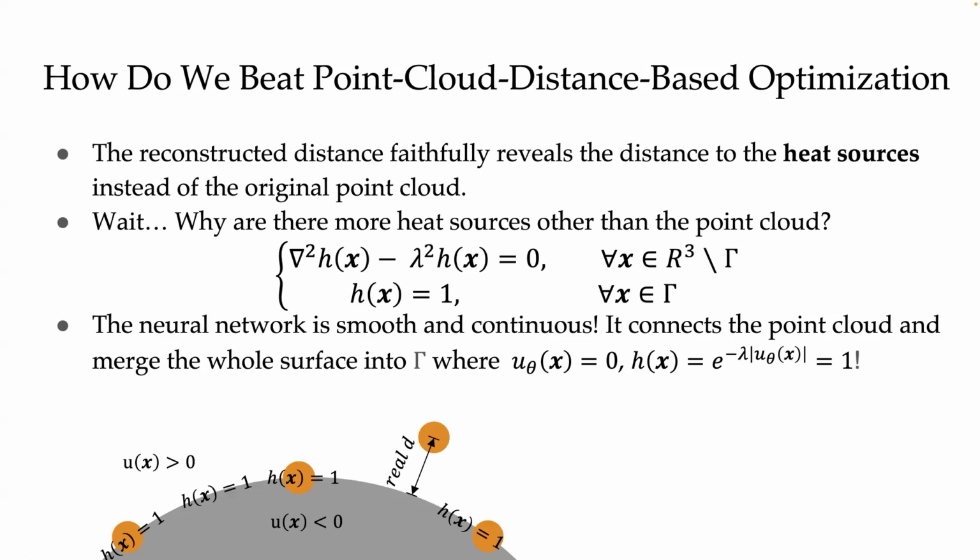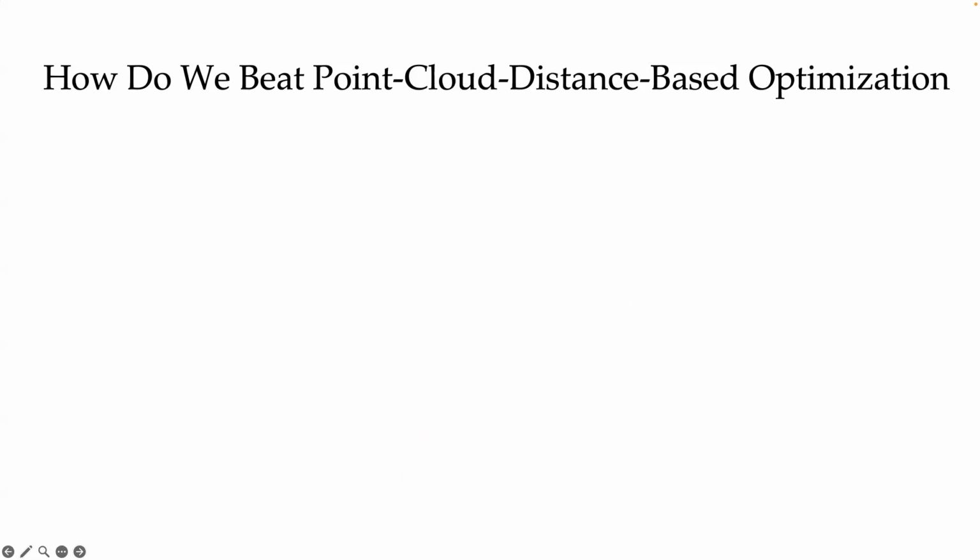Because u flips sign inside and outside, on the boundaries, u is equal to 0 and h is equal to 1. Then the entire surface acts as a heat source. As a result, the final temperature is determined by the distance to the surface. Any query point will be influenced by the whole surface, not just the sparse points. That's why our method gives accurate distance reconstruction near the surface.